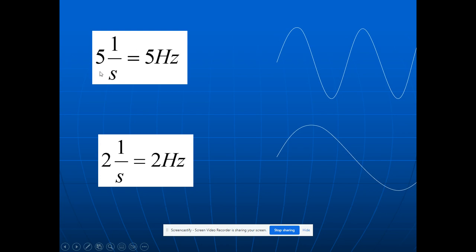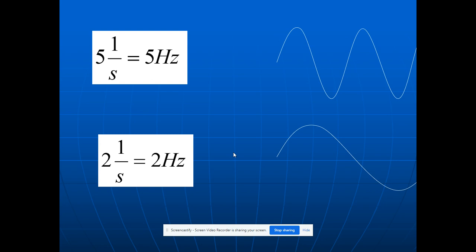You can also say 5 waves per second. A lot of times people just say 5 per second, or 5 hertz. These are all the same thing: 5 waves per second, 5 per second, or 5 hertz. Three different ways of saying the frequency of the top wave. The bottom wave only got 2 waves through in the same time frame, so its frequency is 2 per second, or 2 hertz. And this is how we measure the frequency.